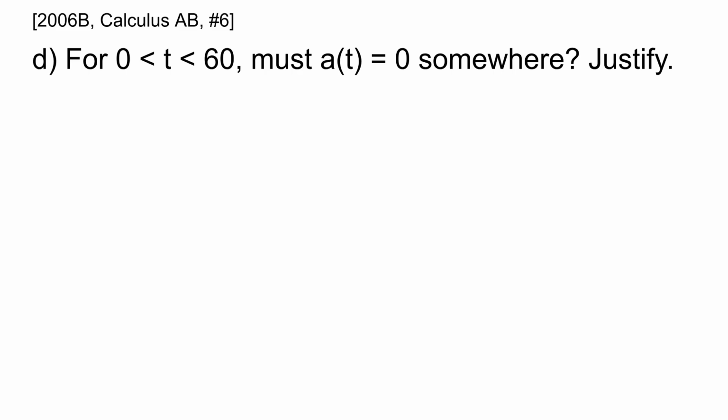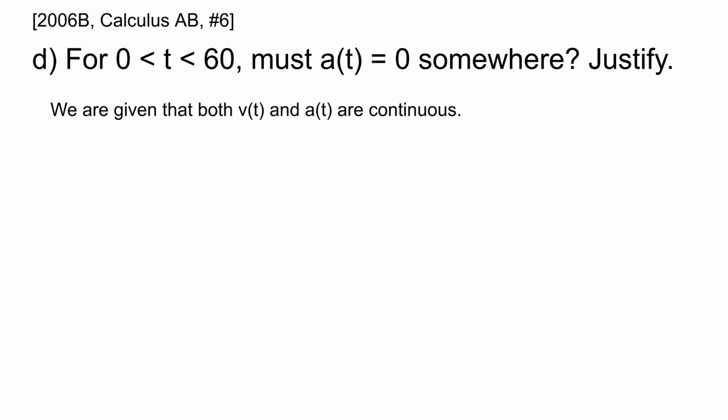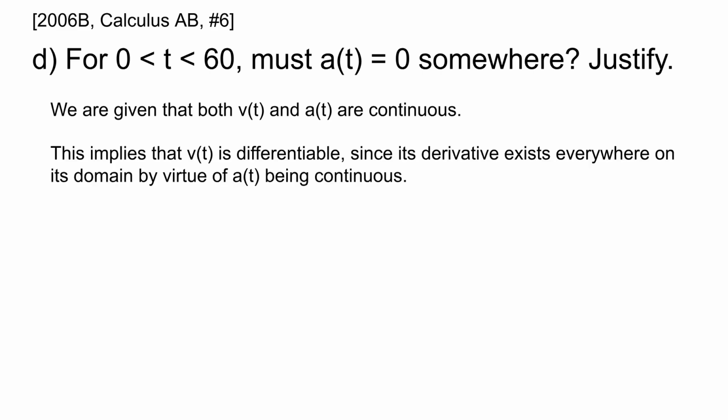In part D of this question, for the same interval from 0 to 60, we are asked if there must be somewhere where a of t is equal to 0, and to justify our answer. And again, we were given that both v of t and a of t are continuous functions. So this will imply that v of t is differentiable, since its derivative, a of t, exists everywhere on its domain by virtue of a of t being continuous.